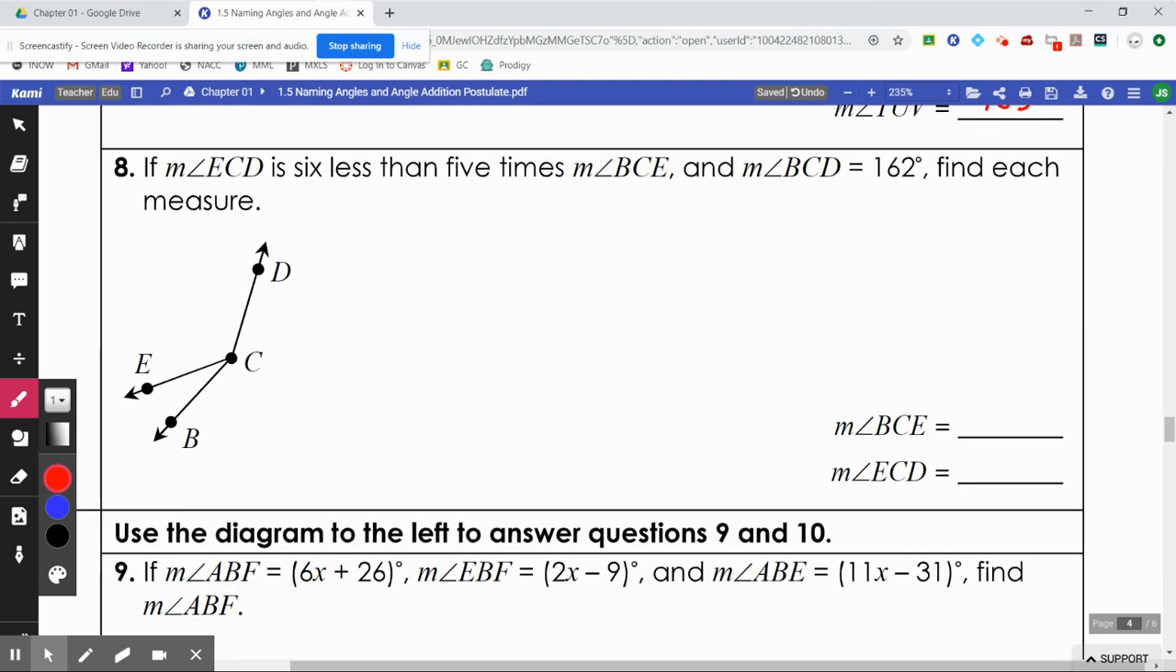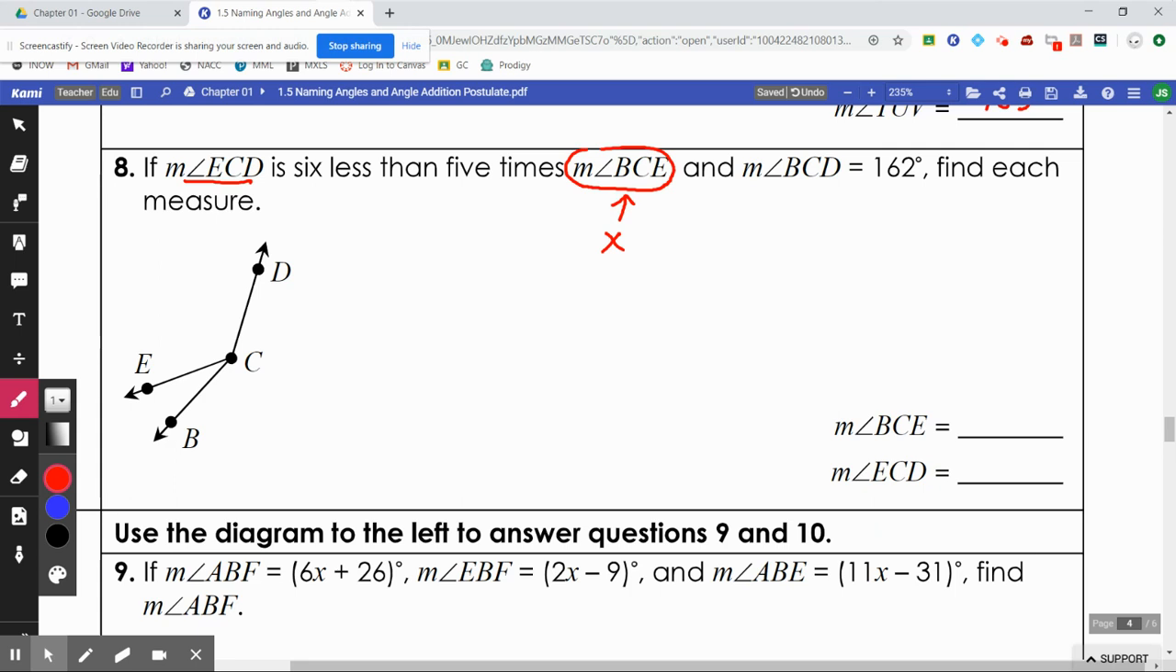Number 8. The measure of ECD is 6 less than 5 times the measure of BCE. Well, unfortunately, we don't know how big BCE is. Since they're saying that ECD is all this stuff compared to BCE, I'm going to say that measure of angle BCE, I don't know what it is.